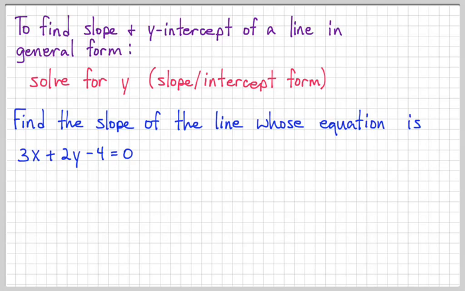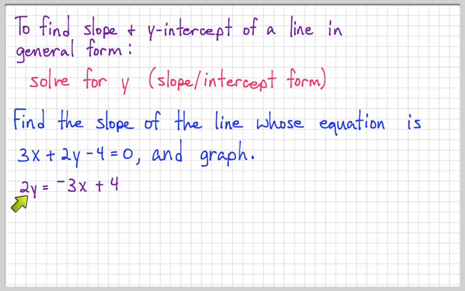So for our first example, let's find the slope of the line whose equation is 3x plus 2y minus 4 equals 0. So if I want to find the slope of this line, I'll want to solve for y. So I'm going to leave the 2y here by itself, and I'm going to move the 3x and the 4 to the other side of the equation. So I'll have 2y equals negative 3x plus 4, because we know that when we move a term to the other side of the equal mark, it changes sign.